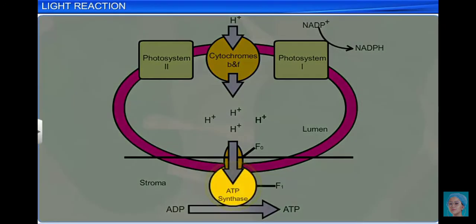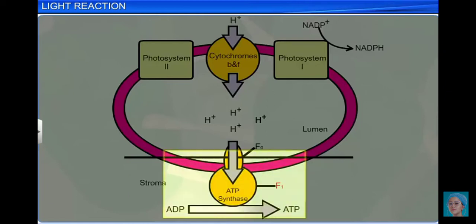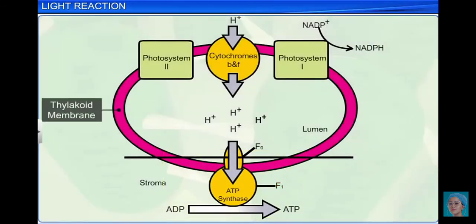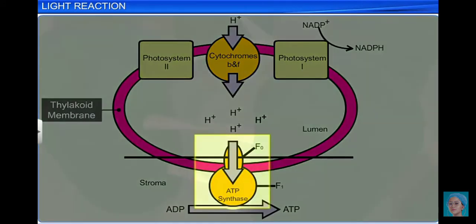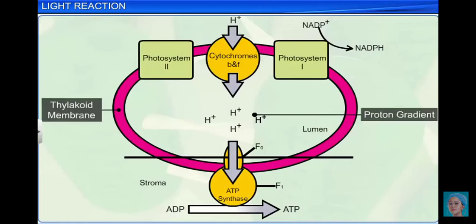The F1 portion of ATP synthase protrudes on the outer surface of the thylakoid membrane, on the side that faces the stroma. The breakdown of the gradient provides energy to cause a conformational change in the F1 particle of the ATPase. This makes the ATPase enzyme synthesize several molecules of ATP. The synthesis of ATP thus requires a membrane, a proton pump, a proton gradient, and the enzyme ATPase.